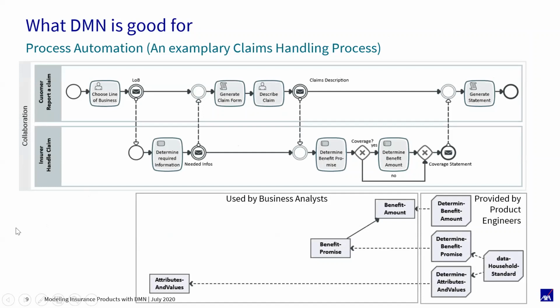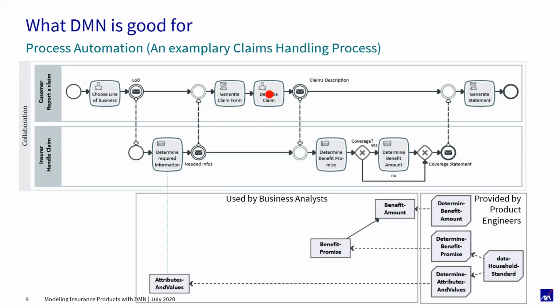And if the customer must report a claim, they first choose the line of business. The line of business is handed over to the insurer, and now the insurer starts the process to handle the claim. And the first task is to determine the needed information to report the household claim. So the task executes the decision, and the result is handed over to the customer. And now the customer describes the household claim according to the requested information.